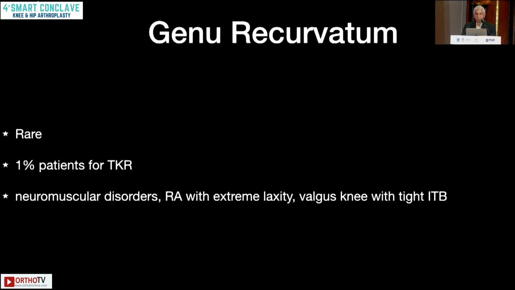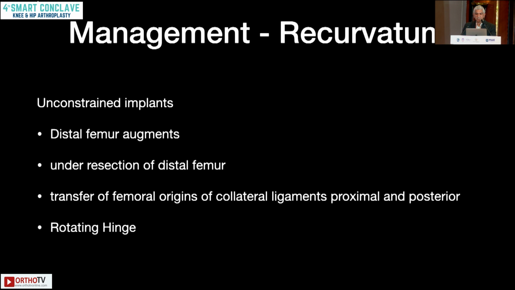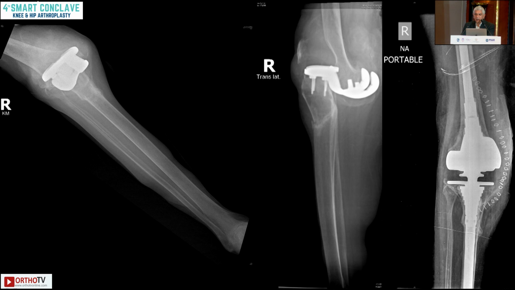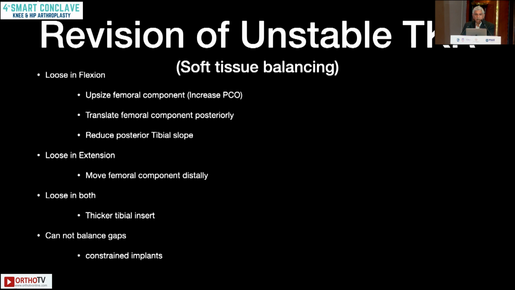Genuine recurvatum is rare, and management is again generally a rotating hinged implant. Global multi-planar instability also is rare, but if you get cases like this, again the hinged. So this is the summary of what I said just now.